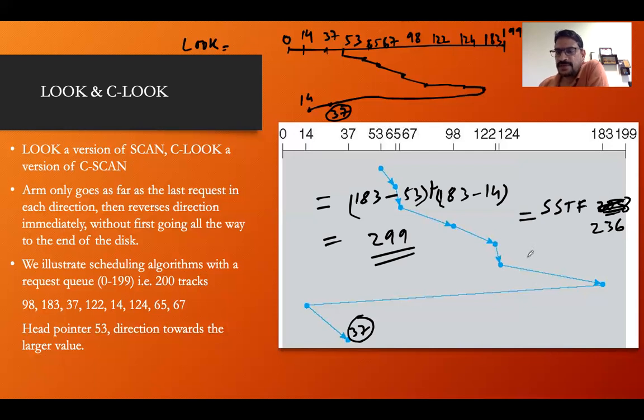If we have the assumption that it is cylindrical, or that it stops there and we can start at the very end, then C-LOOK will give you the better result with the value of 153, which is the smallest among all the algorithms that we have seen till now.